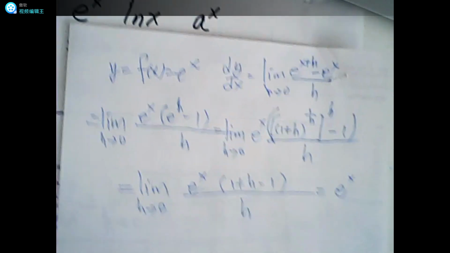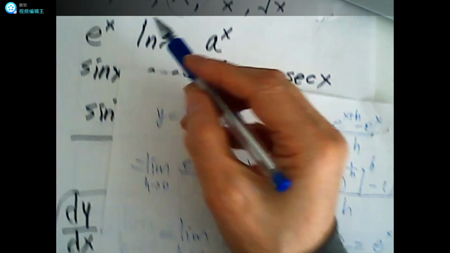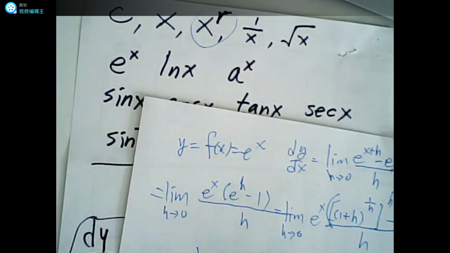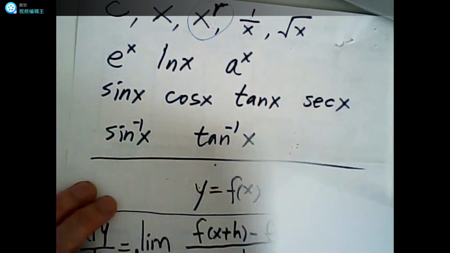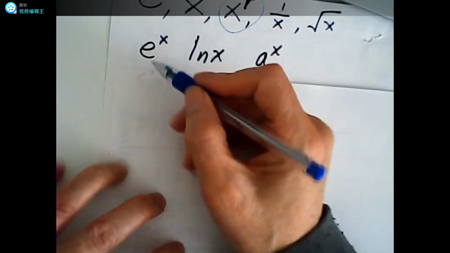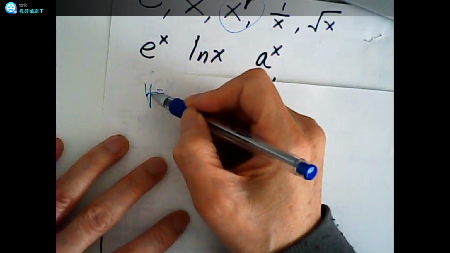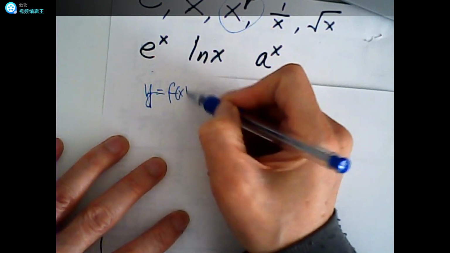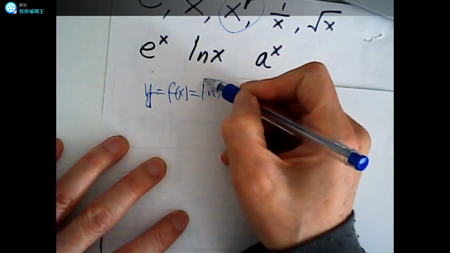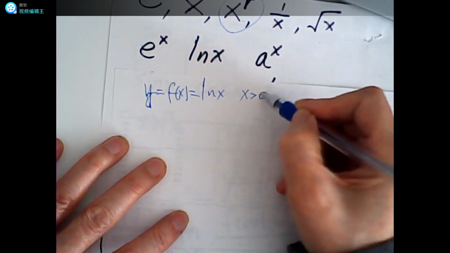Well, okay, so for this function, the derivative is e to the x. The next one is y equal to f of x equal to log x, where x is positive.